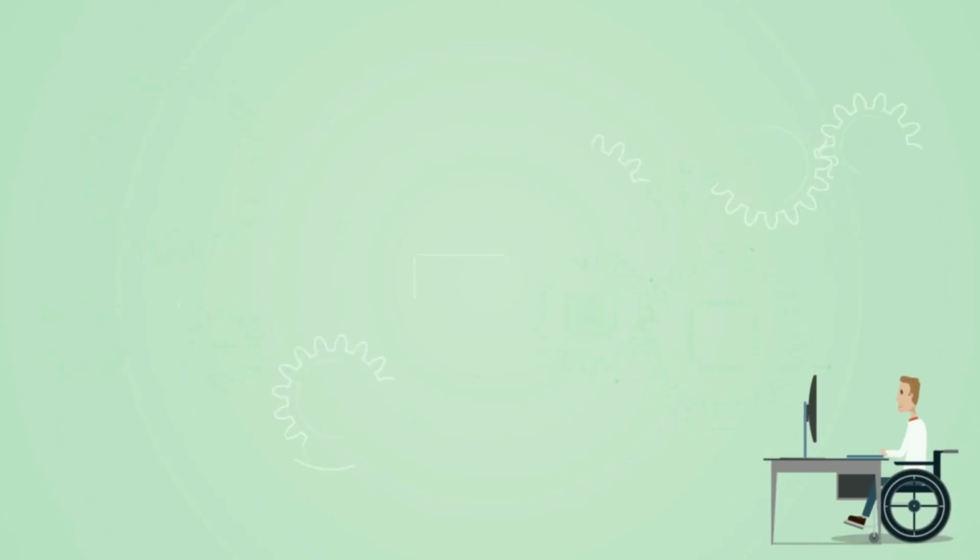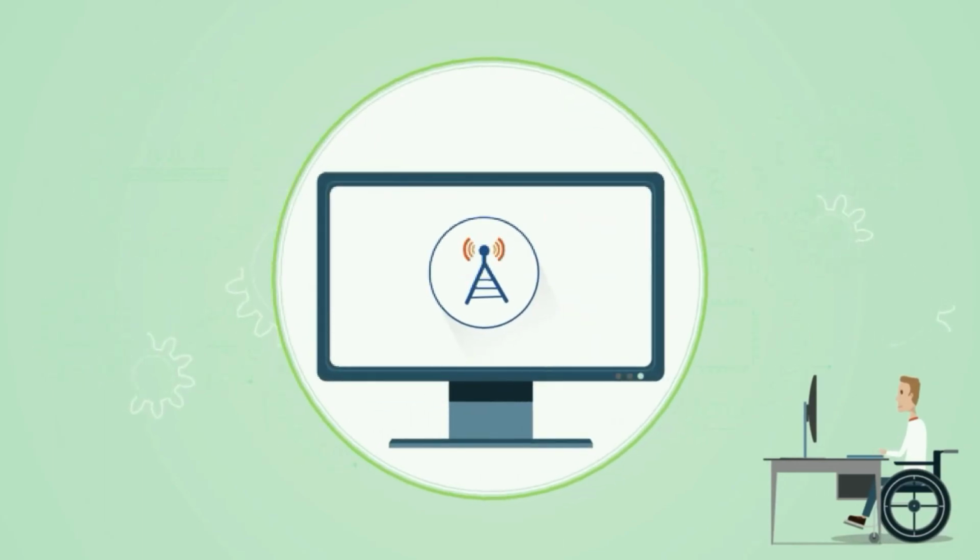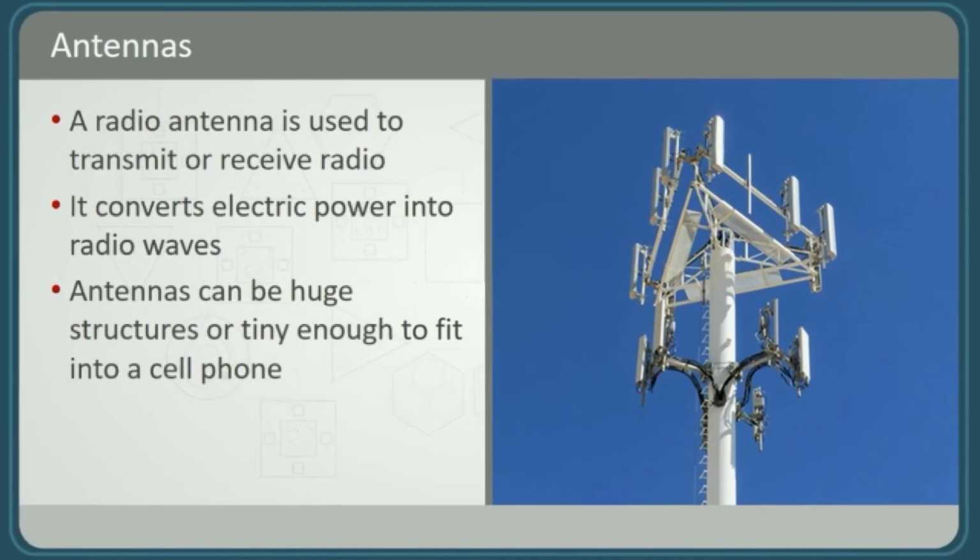In this presentation, we'll take a look at some of the characteristics of the different types of antennas that are used in wireless communications. Now, fundamentally, a radio antenna is used to transmit or receive radio signals by converting electric power into electromagnetic or radio waves. Now, of course, antennas can be huge structures, such as the cell phone transmission towers we often see on the horizon, or tiny enough to fit into a cell phone. So, of course, depending on the device, that will determine the appropriate size and or type of antenna.